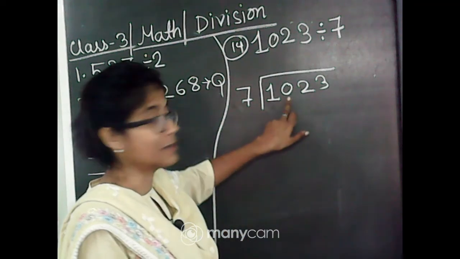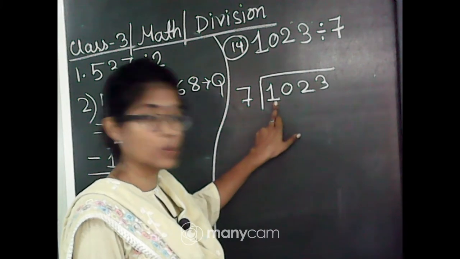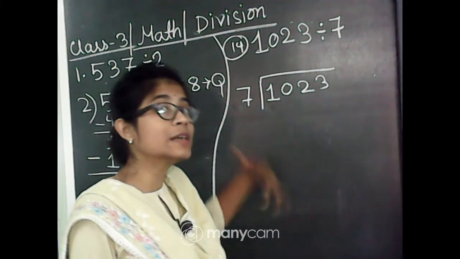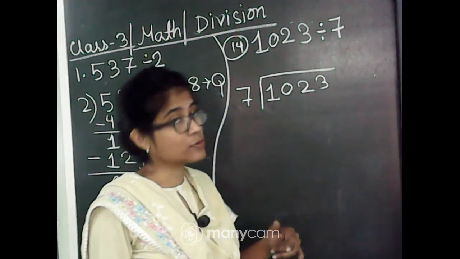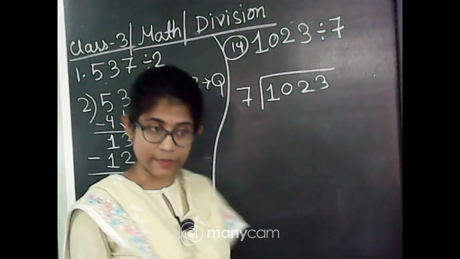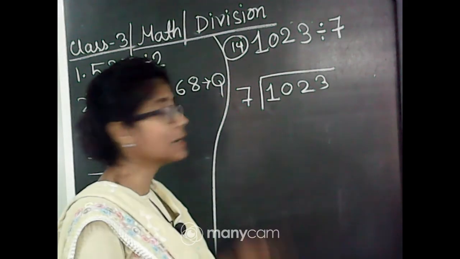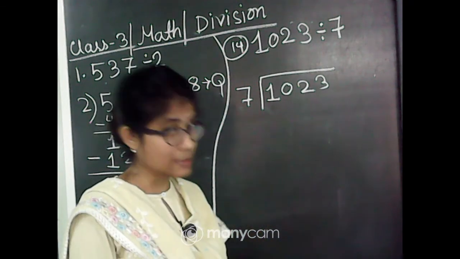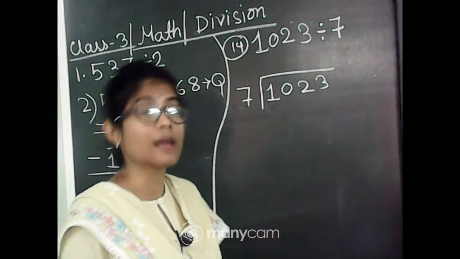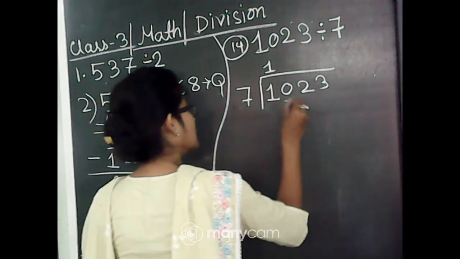So if you take the next 0, it will make 10. Okay. So 10 is 10. Now 10 is bigger than 7. So now you can do the division. Okay. So 7 ones are 7, 7 twos are 14. Now 14 is bigger than 10. So we have to take the previous number, means 7 ones are 7. Okay. So 1 will be here, 7 ones are 7.